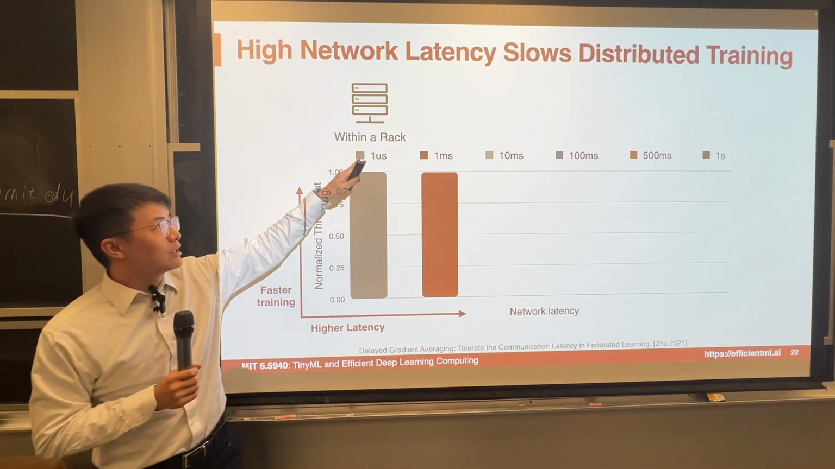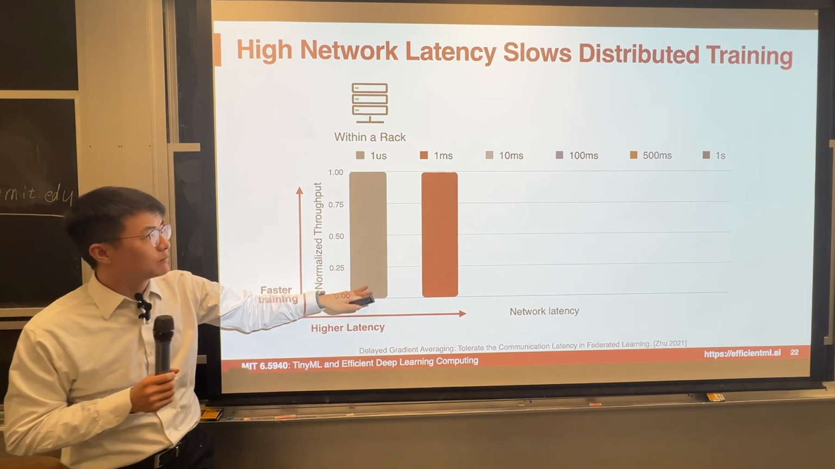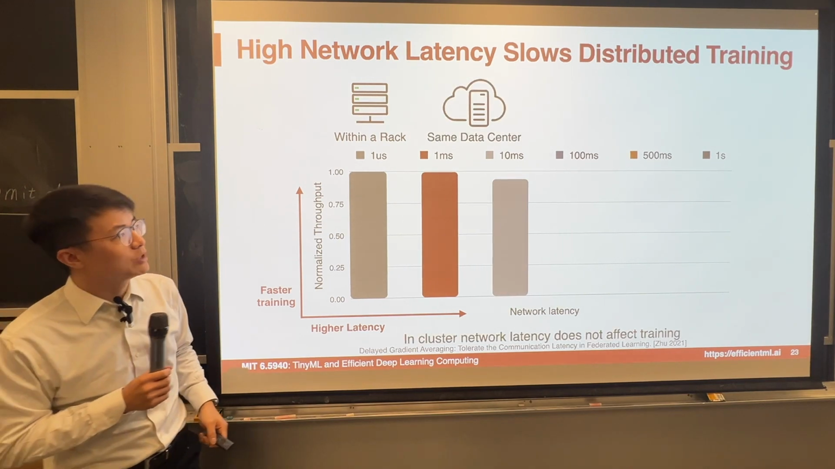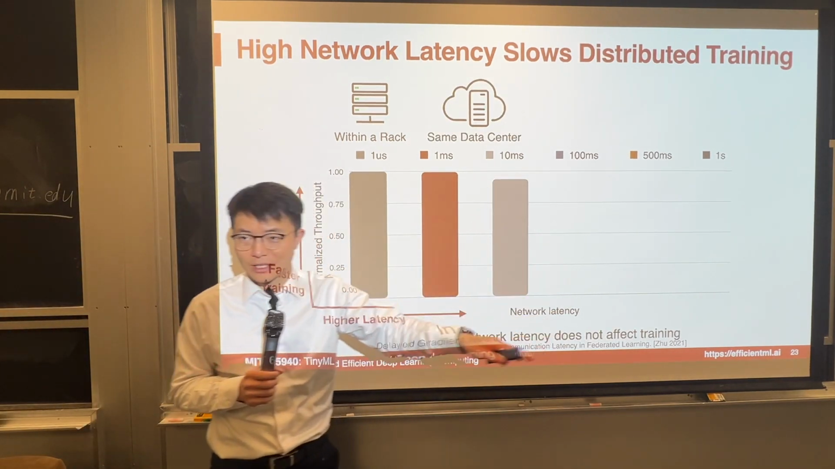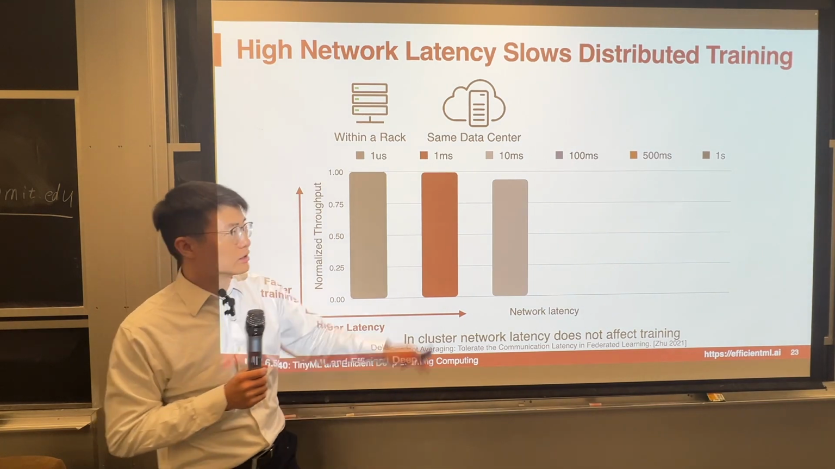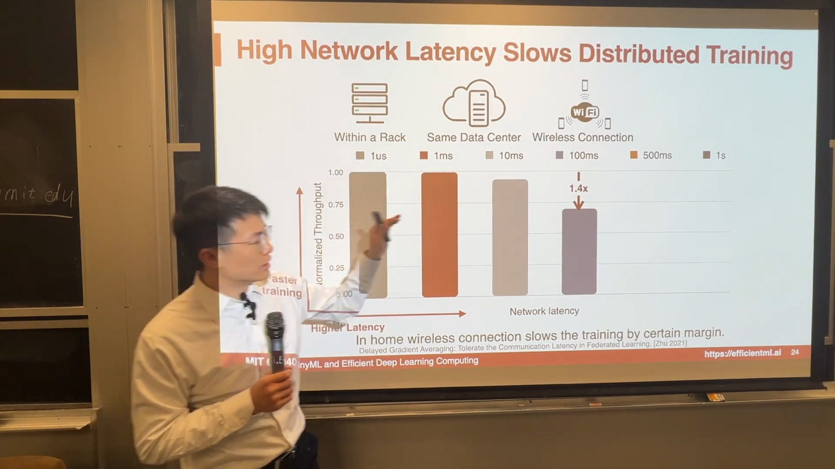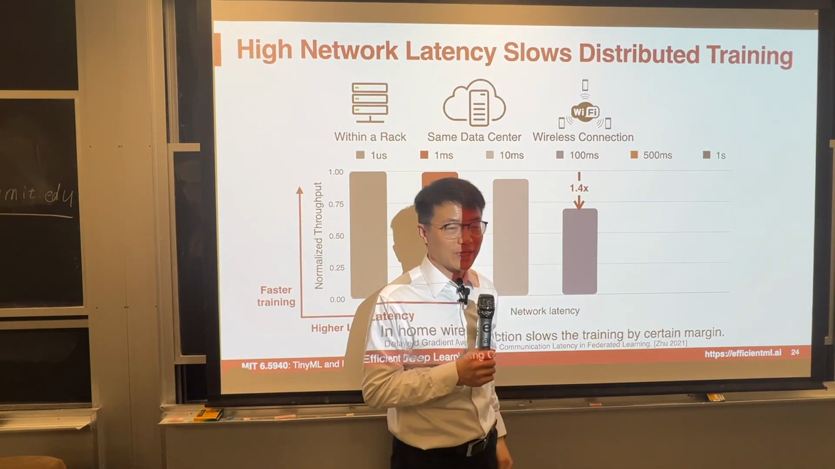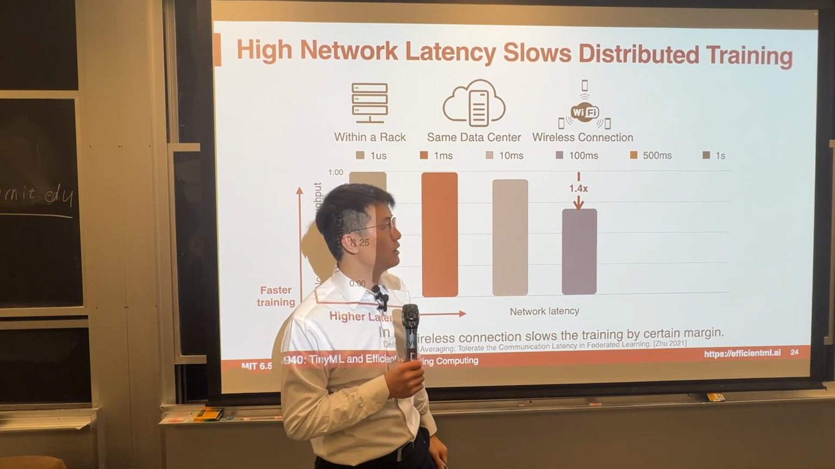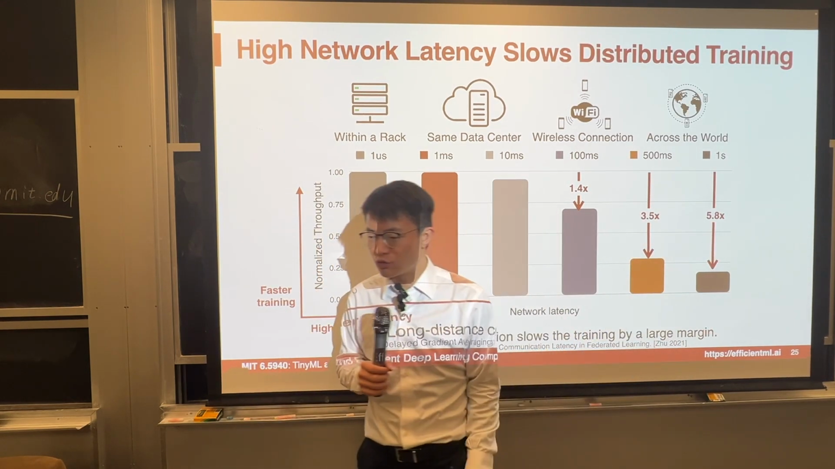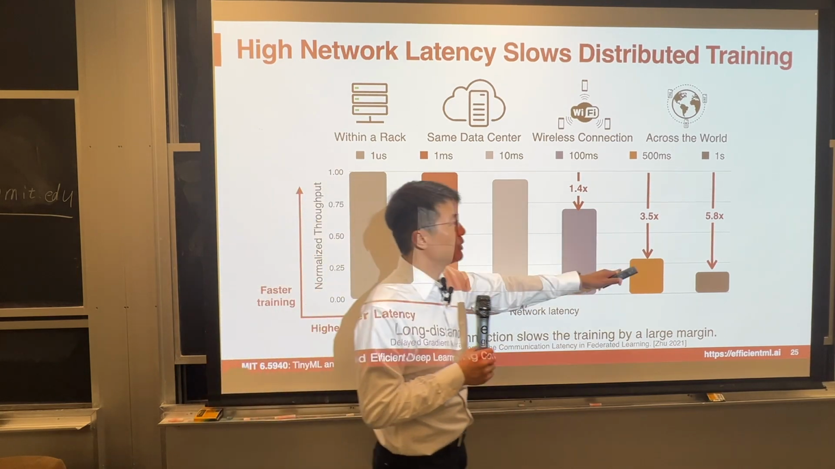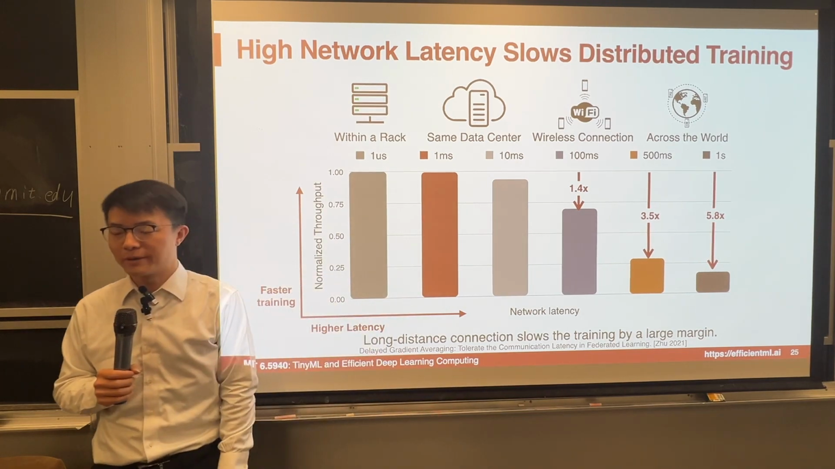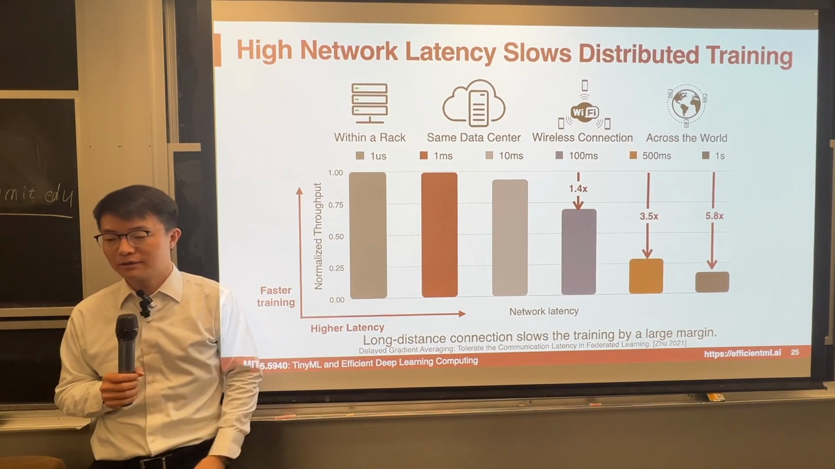So let's see. This is within the rack. The latency is about 1 microsecond to 1 millisecond. We have full training speed. Same data center, but with different racks, it's a little bit slower. But this shows that as we get a wireless connection on the order of 100 milliseconds, the slowdown is about 40%. If you want to do distributed training across the world, with 500 milliseconds or 1 second latency, it will be a lot slower compared with in a data center, right?